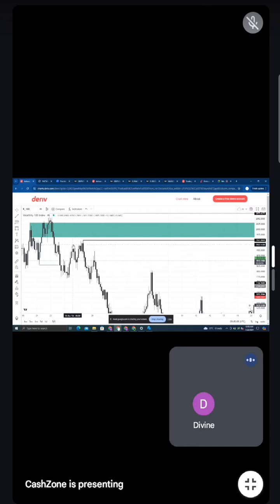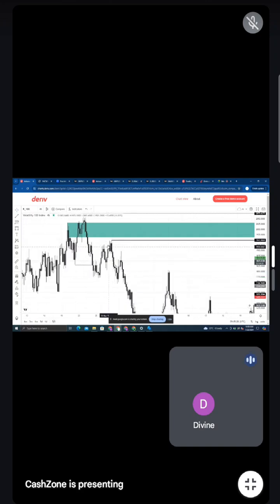Can you see the trap? Somebody like me will come here and say, oh, look at another liquidity sweep. See the liquidity sweep here and a break of structure. Price pulls back, breaks structure again. So this side will be a trap. If you are not careful, you will fall for it.